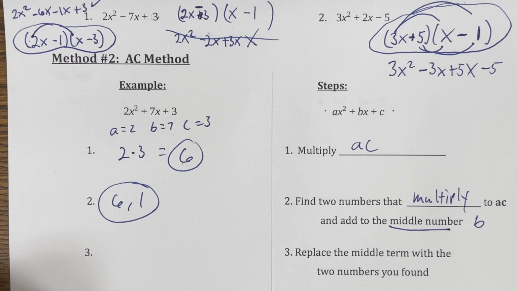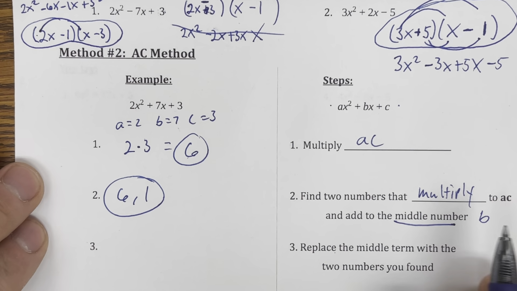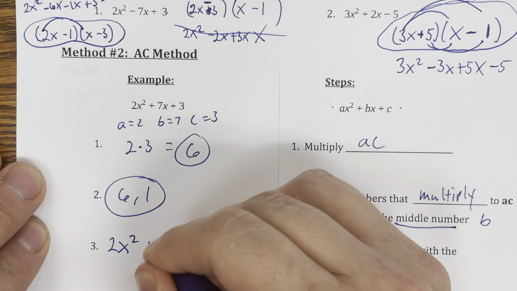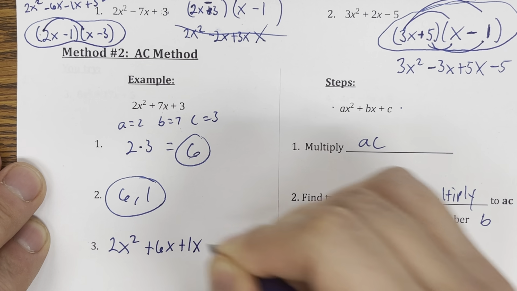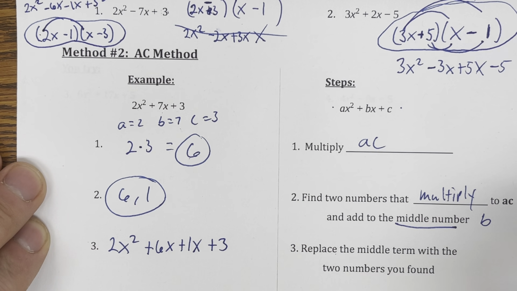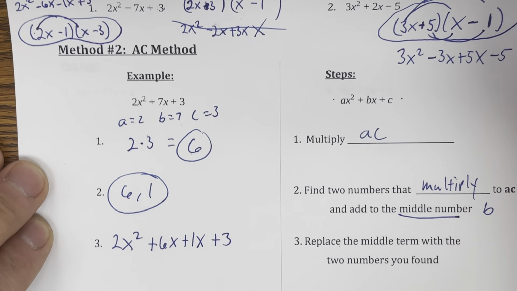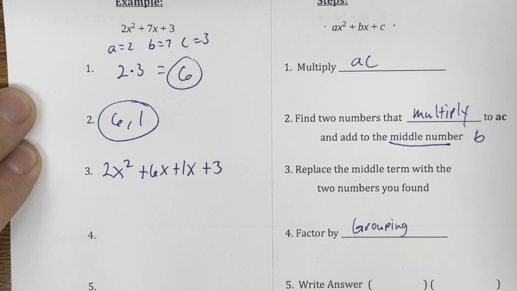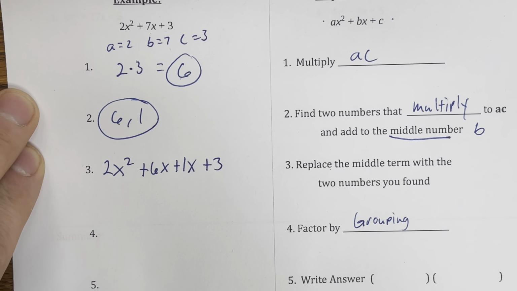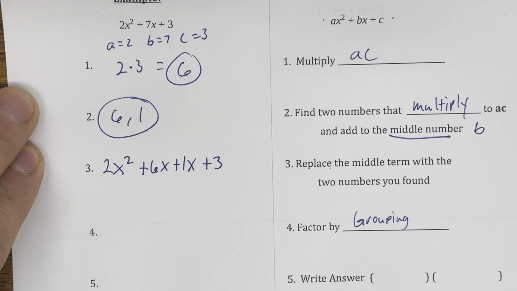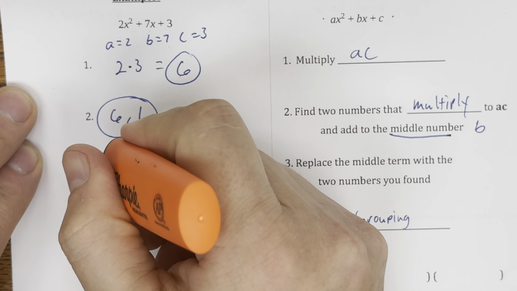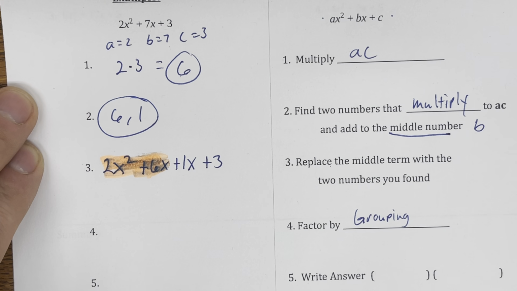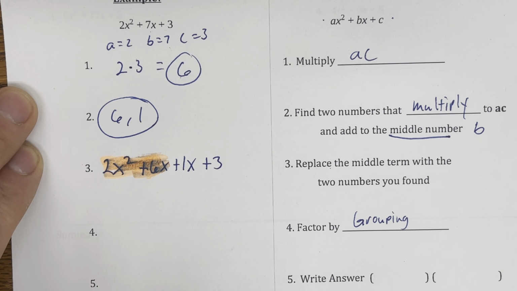Now we're going to rewrite it. Okay, so we have to rewrite it. We're going to replace this 7 with a 6 and a 1. So I'd have 2x squared plus 6x plus 1x plus 3. And from here we use the grouping method. All right, so to factor by grouping, what I do is I factor the GCF out of the first two terms. Doesn't matter the order. So I'm going to factor the GCF out of these two. And then I am going to factor the GCF out of the second two.